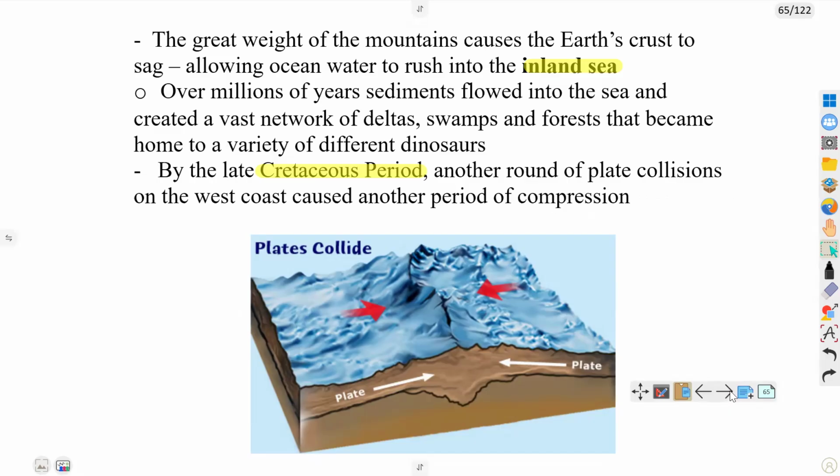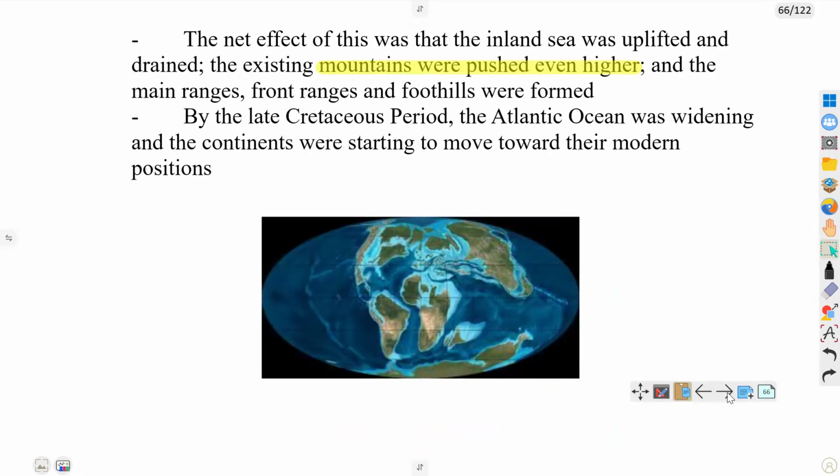Now, by the late Cretaceous period, we had another round of plate collisions on the West Coast, another period of compression, and this pushed the inland sea up even higher. The mountains would get pushed up even higher than they were, and this caused the sea to get drained over time. So the ocean was gone. And by the late Cretaceous period, the Atlantic Ocean had widened and the continents started moving towards their more modern positions.